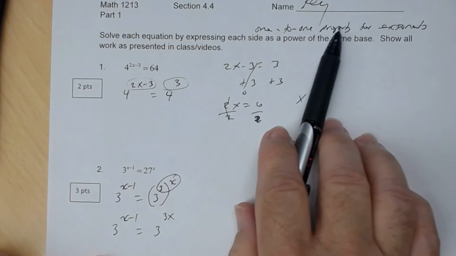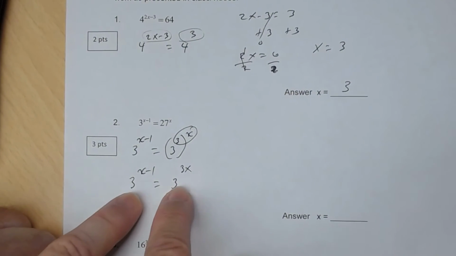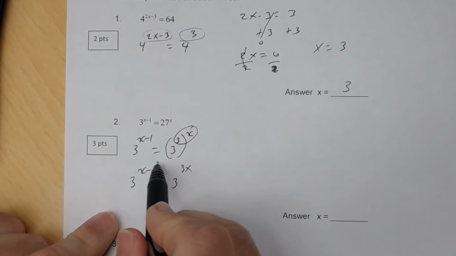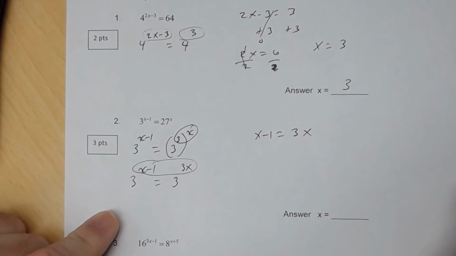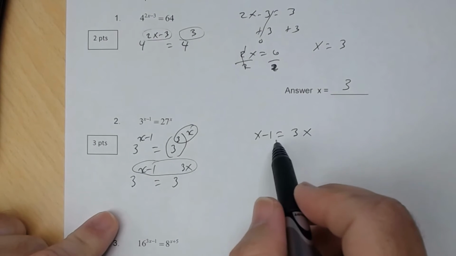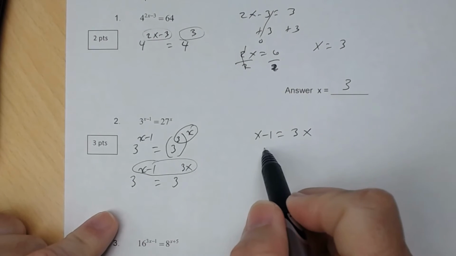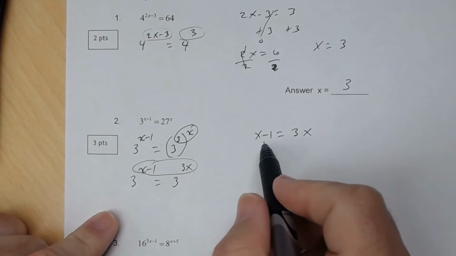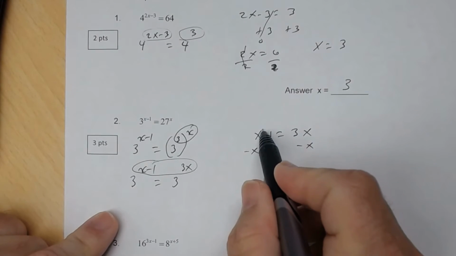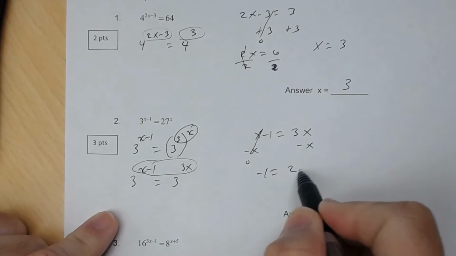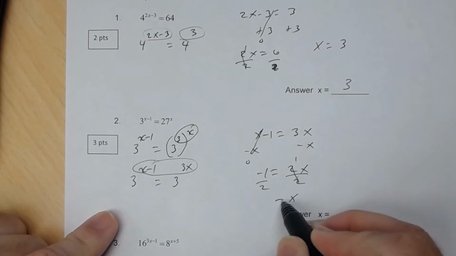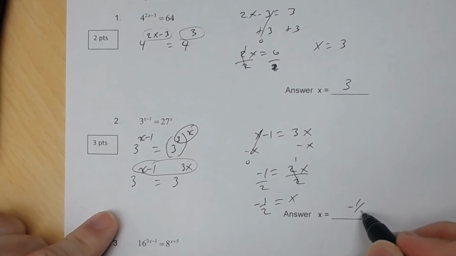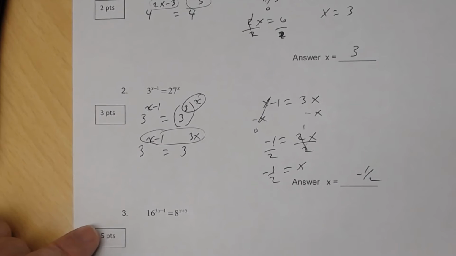Okay, so that's where I'm at. So now I can use the one-to-one property for exponents. Since the base is the same, the exponents have to be the same. So that means that x minus 1 has to equal 3x. This is linear now, so we went from an exponential to linear. So let's go ahead and bring the variables to the right-hand side. So I'm going to subtract x from both sides. Combine like terms, I get negative 1 equals 2x, and then to get x by itself, divide by 2, and so therefore x equals negative 1/2. All right, so there's the value for x.